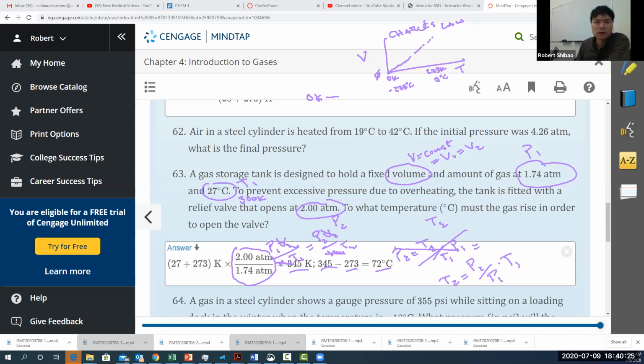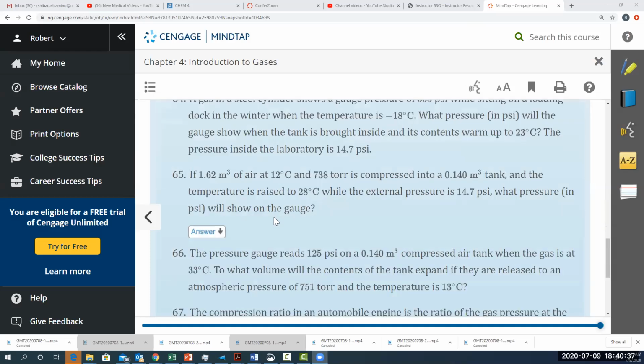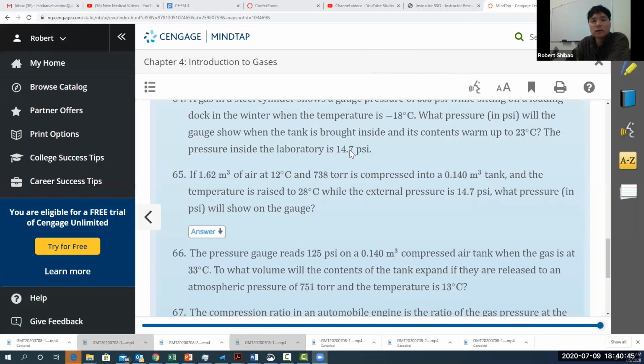Okay, let's move on here. Okay, we go to number 65 here. If 1.62 cubic meters of air, okay, so we're going to call that V1.